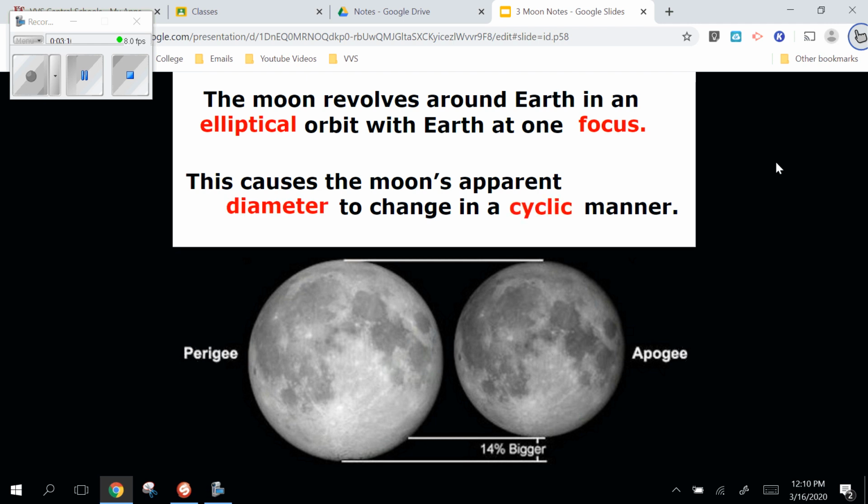And this causes the apparent diameter of the moon to change cyclically. When it is closest to us, perigee, it looks big in the sky. And when it's farther away, it's going to look smaller in the sky. It doesn't change size, it's just perspective because of how far away it is from us.